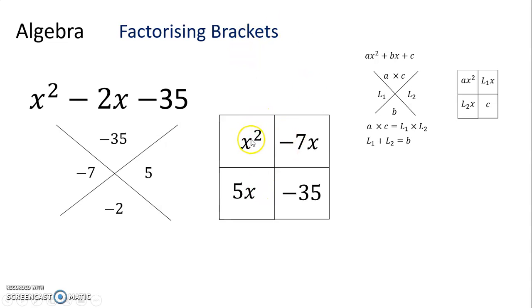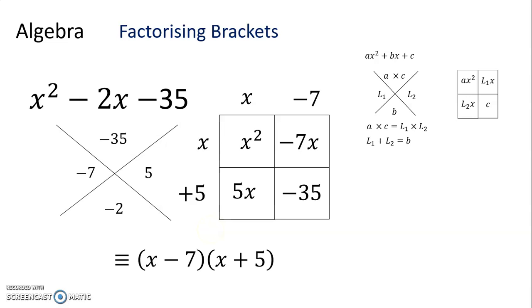So here, common factor here is x, and common factor here is x. Common factor here, well, they're both divisible by negative 7, and here they're both divisible by 5, not negative 5, because this isn't negative. So positive 5, and that tells me that my brackets are x subtract 7 multiplied by x add 5.